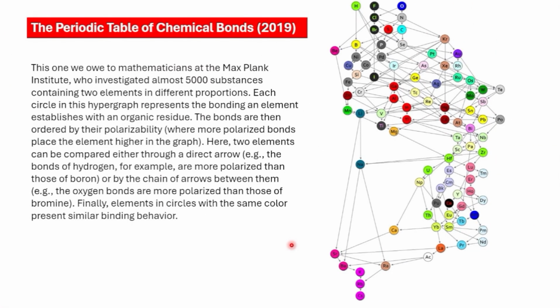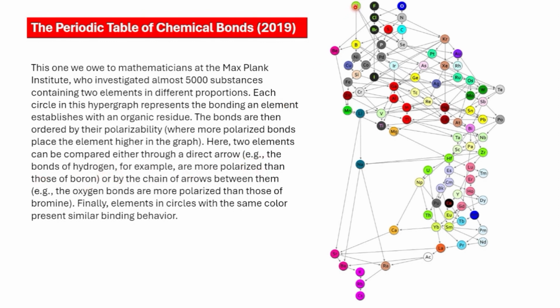Now next is the periodic table of chemical bonds. This one we owe to mathematicians at the Max Planck Institute, who investigated almost 5,000 substances containing two elements in different proportions. Each circle in this hypergraph represents the bonding an element establishes with an organic residue. The bonds are then ordered by their polarizability, where more polarized bonds place the element higher in the graph. Here, two elements can be compared through a direct arrow. For example, the bonds of hydrogen are more polarized than those of boron.